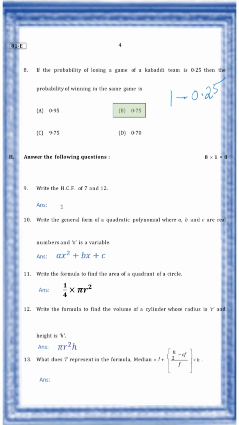What does L represent in the formula for median? L plus n by 2 minus Cf upon F into H. Here L is the lower limit of the median class.